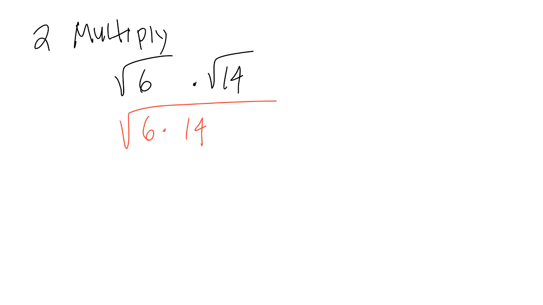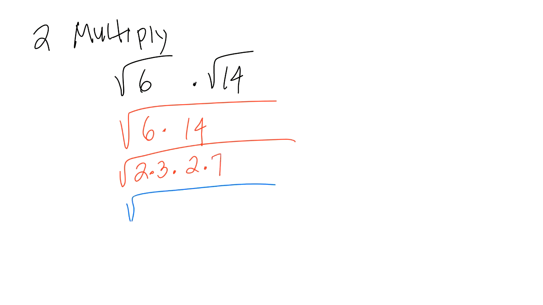And then just break each number down to prime factors. 6 is 2 times 3, and 14 is 2 times 7. I'm going to rewrite it so I can get the 2's together: 2 times 2 times 3 times 7. So my index is 2.